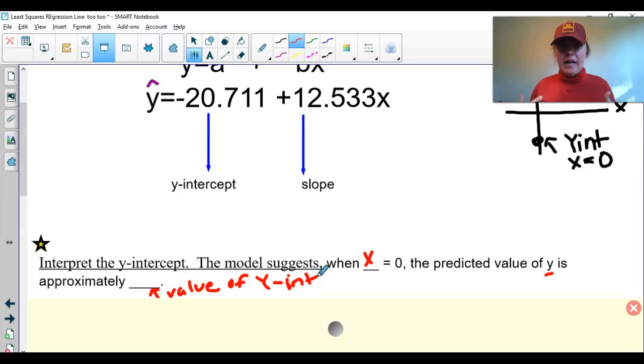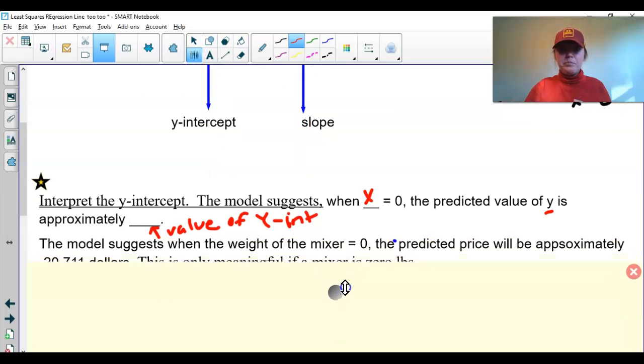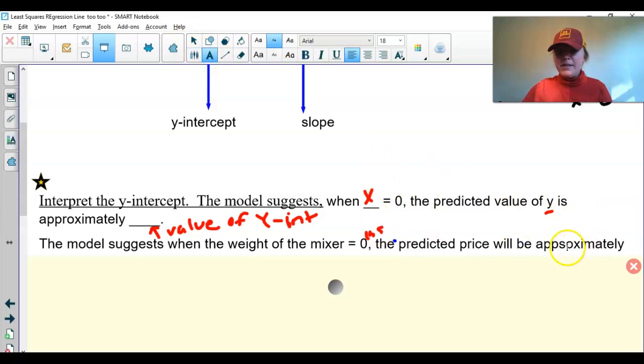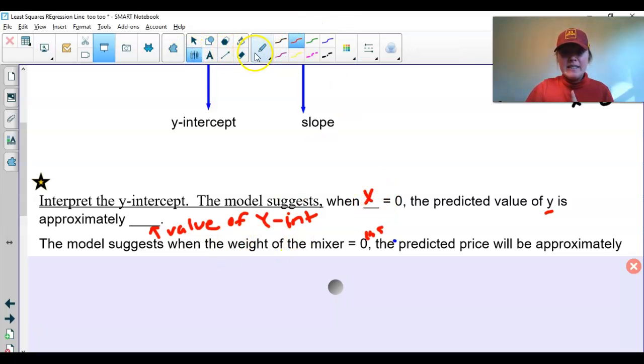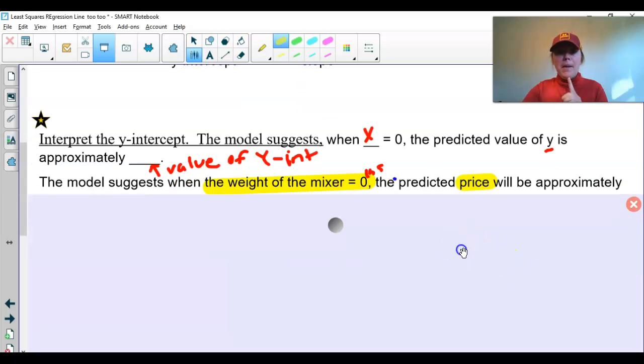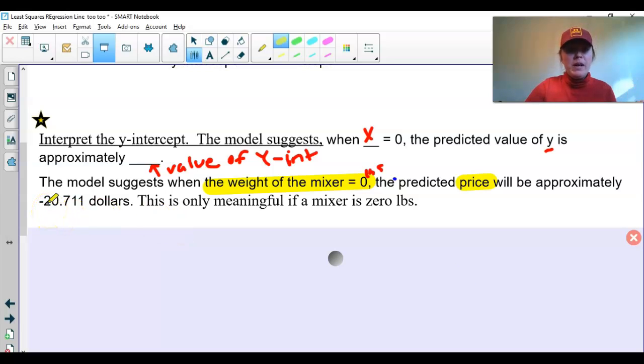Okay, now let's write it down in context for this problem we've been working on. The model suggests when the weight of the mixer is 0 pounds, the predicted price will be approximately negative $20.711. There's the value of my y-intercept with its units, okay?